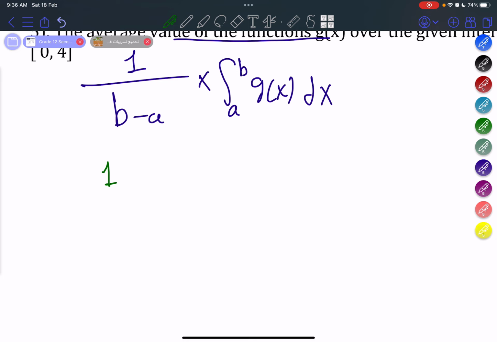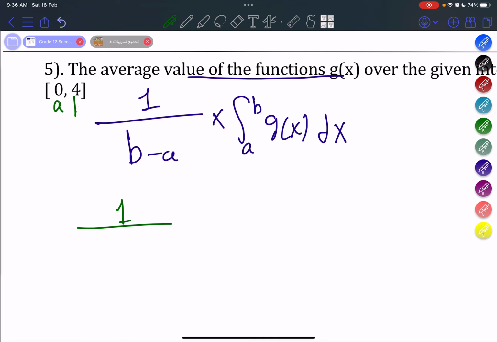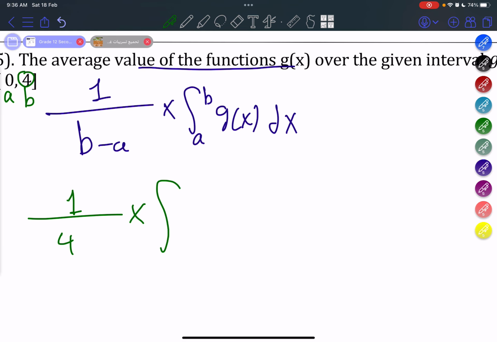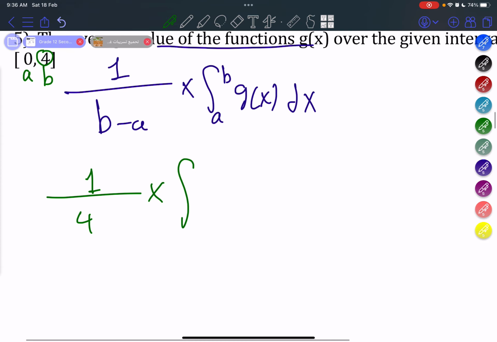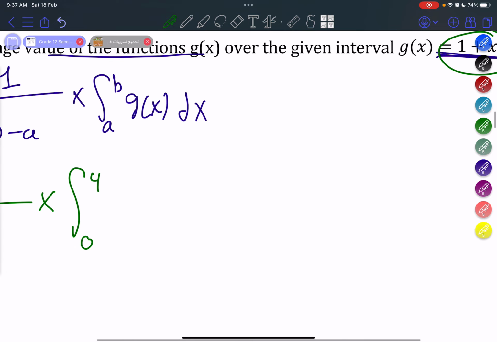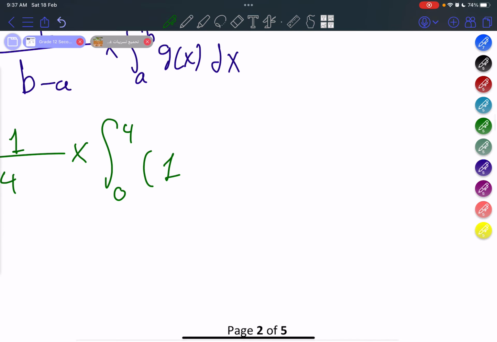The 1 is the same thing, it's constant. b minus a, so this is a and this is b. So b will be 4 minus 0, and since it's minus 0, nothing will change. Times, now again, integral notation. So a, we said, is 0, b is 4, and then g of x, they gave it to us as 1 plus x. So 1 plus x, then dx.